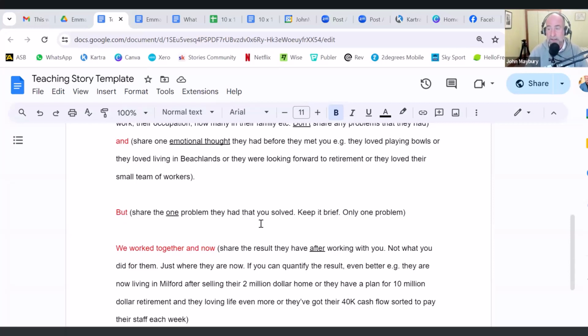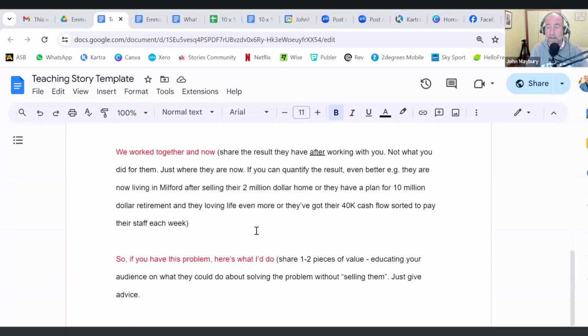That's it. Keep it brief. Very short. We worked together. And where are they now? And now they have a $10 million plan for retirement. Now they have a new business that they can passively grow. And I'm so excited for them.